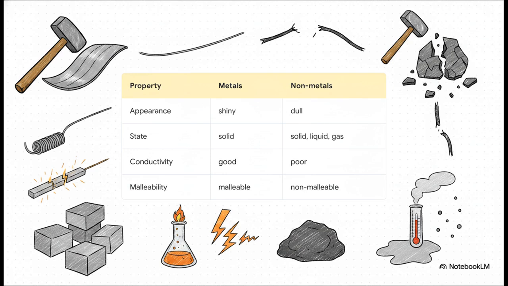They're the heavy lifters, usually shiny, solid, dense, and fantastic conductors of heat and electricity. You can hammer them into thin sheets, which we call being malleable, or stretch them into wires, known as being ductile. Now contrast that with nonmetals. They're the complete opposite. They are dull, brittle, have low melting points, and are very poor conductors. If you try to stretch or hammer a nonmetal, it's just going to shatter into pieces.